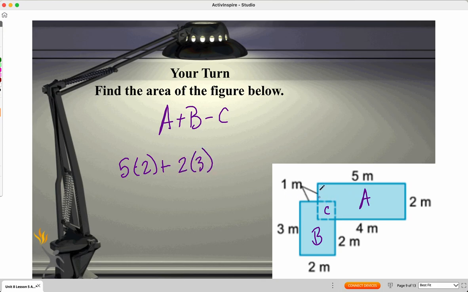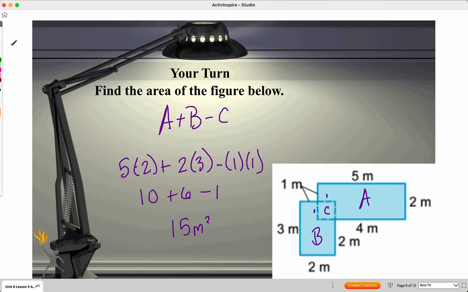C is, okay, so if this is 1 and this whole thing is 2, so that's also 1. This is 1 and the whole thing there is 2, it's also 1. So I've got a 1 by 1, minus 1 times 1. So 10 plus 6 minus 1, I get 15 meters squared. That's still a pretty good size space.